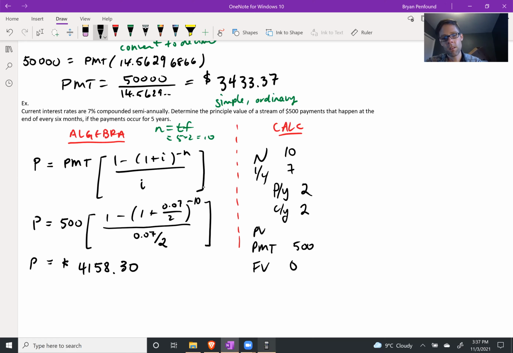So program that into your calculator and try to prove to yourself that the calculator spits out $4,158.30. That's our final answer we're looking for on the calculator as well. We should be able to double check our answer and make sure we are happy with that.